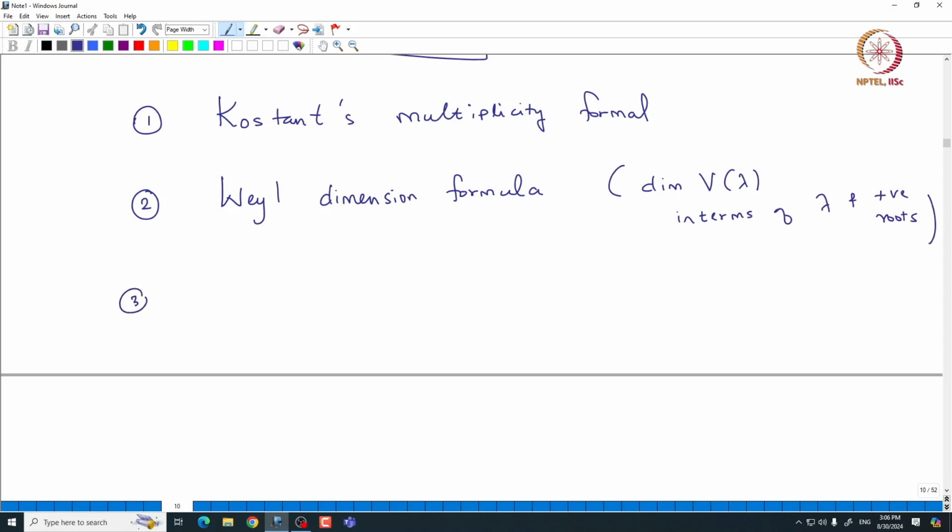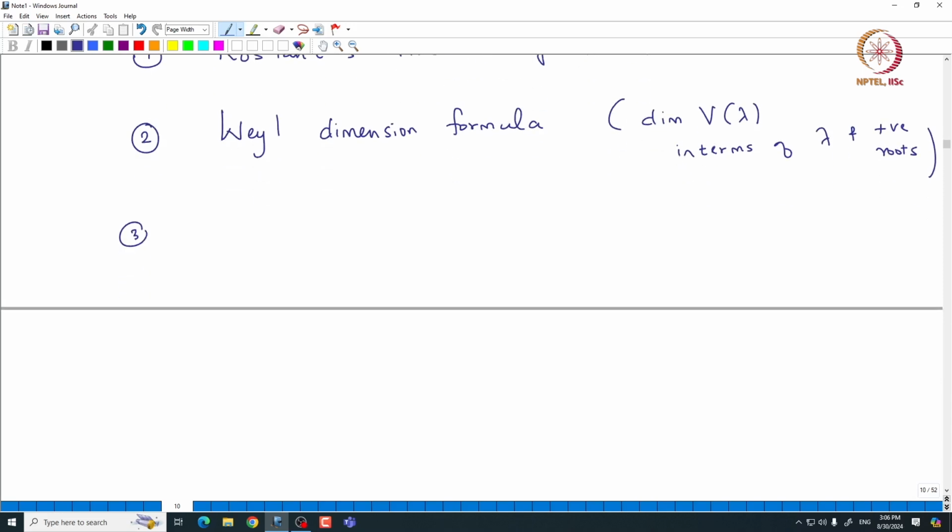Now the third one tells about the number of times a given irreducible module occurs in the tensor product, which is also called the Littlewood Richardson coefficient. But we are not going to prove the Littlewood Richardson rule in this course. That multiplicity can be given in many different ways. The multiplicity formula that we are going to see is Steinberg's formula. Steinberg's multiplicity formula is again very much a theoretical formula. It tells the following things.